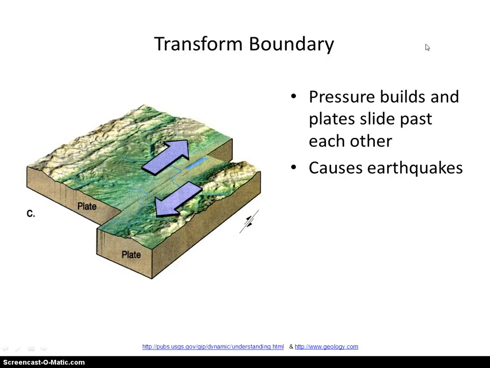So transform boundary is when the two plates build up pressure, like your hands are pressing against each other and they slide past. This actually causes earthquakes. When those slip past each other, the kinetic energy from the slip is what causes the different continents to produce an earthquake. Now, when an earthquake happens underwater or close enough to water, it's kind of like you slapping the water under the pool, in the bathtub, slapping the water. You get a wave. We call that a tsunami.